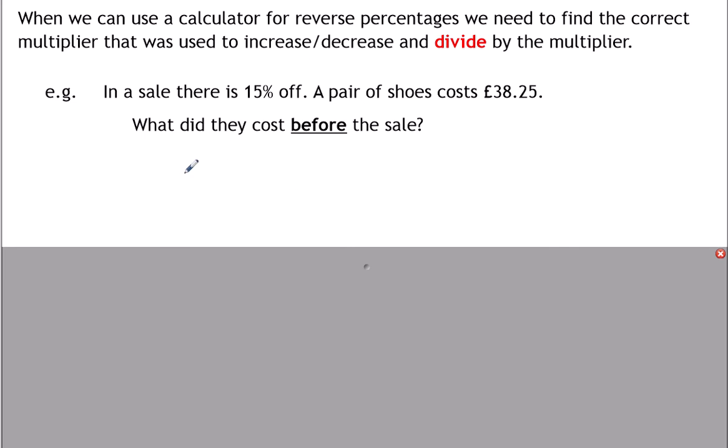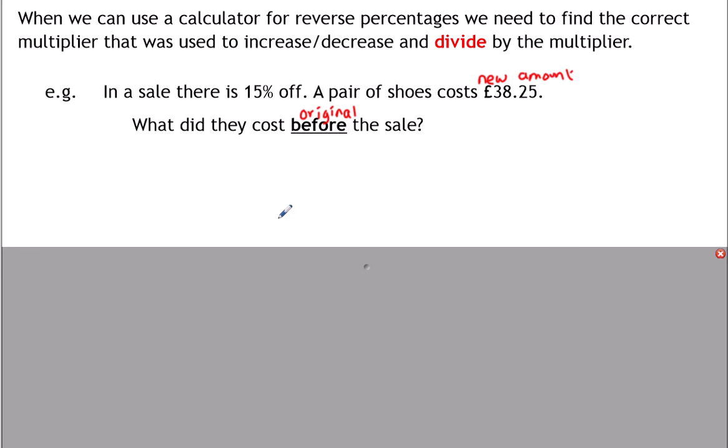In a sale, there is 15% off. A pair of shoes costs £38.25. So that's the sale price, the new amount. And what we want to know is what did they cost before, so the original amount. So it's definitely a reverse question.